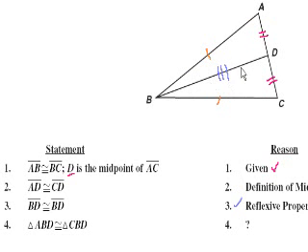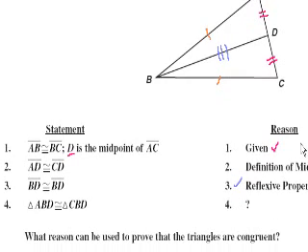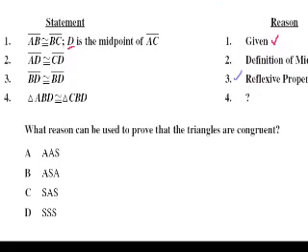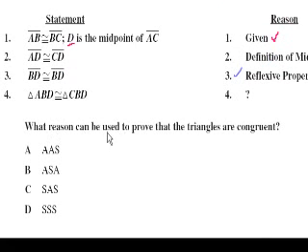Both triangles have a side of length BD. Both triangles have a side of length AD or DC. And both triangles have a side of length BA. So all of their sides are the same length. That's what we know after the first 3 steps. So what reason can be used to prove that the triangles are congruent?